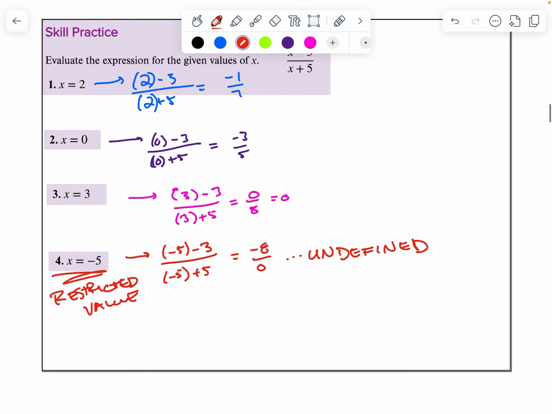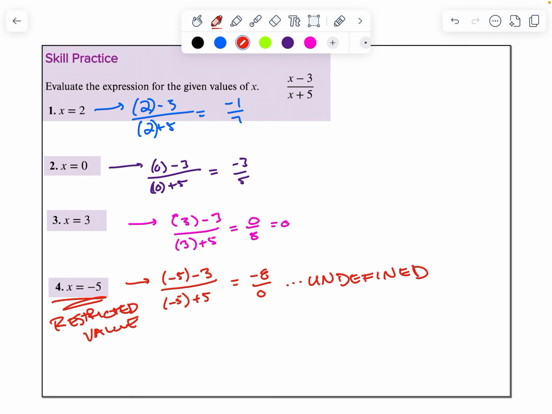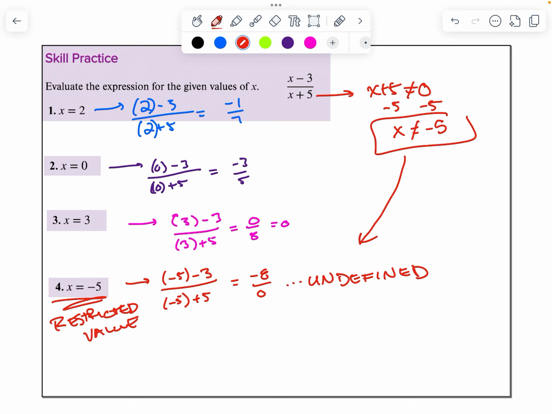For these problems, typically what you'll do is from the beginning of the problem, you'll say we don't want the denominator to equal 0. We'll try and find the restricted values from the beginning. So I would say x plus 5, I don't want that to equal 0. Then I can solve that and get x is not equal to negative 5. That is your restricted value. So before I even started the problem, I could have told you that x cannot equal negative 5.